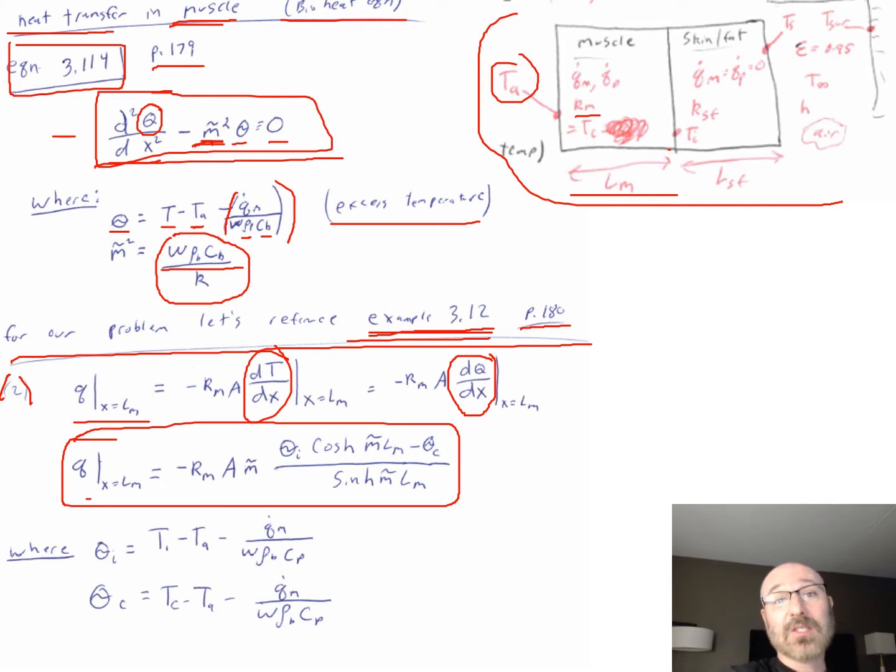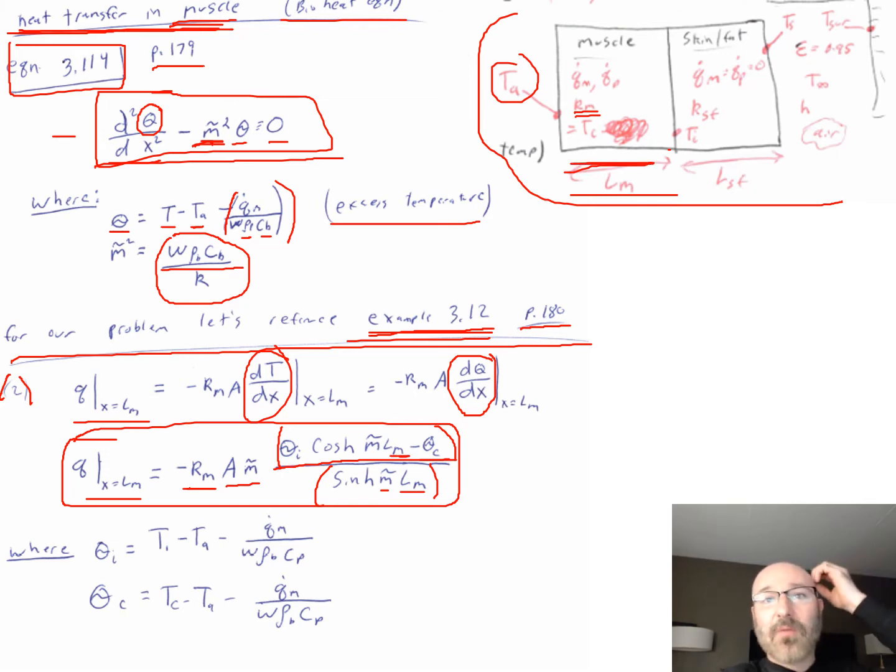We have q at x equal to Lm is equal to a negative km. So there's our thermal conductivity in our muscle right there. Again, we're going through that muscle layer, so always remember what we're doing. So I like to write that down on the top of the page, just the heat transfer in the muscle. So that's for my K value for my muscle. Then I have my area times my M tilde right there, times now this ratio right here. On the numerator, for our specific equation, we have our theta sub I right there, times the hyperbolic cosine of our M tilde times Lm, minus our theta sub C right there, all over the hyperbolic sine of M tilde times our L sub M right there as well. So again, L sub M is that length, that width, the thickness of our muscle layer right there.